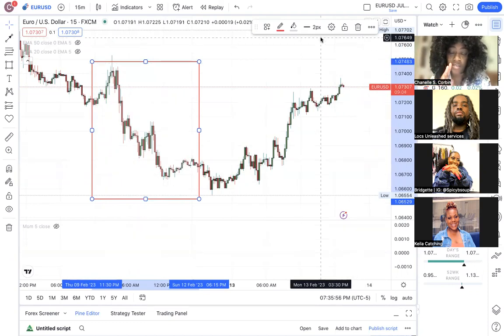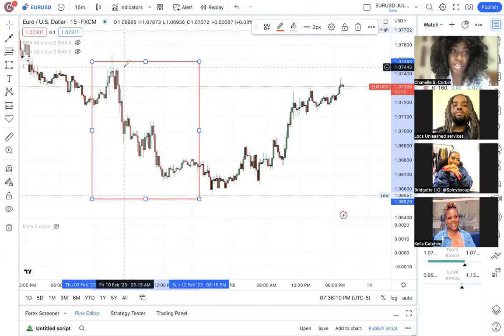Now, the third thing is a little bit more technical, but it's going to help you the most in the long run: understanding the concept of higher highs, higher lows, lower highs, and lower lows. So let's just, again, focus on this. We can see that this was a high.